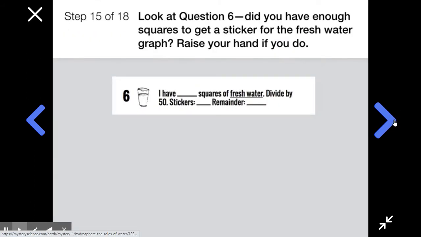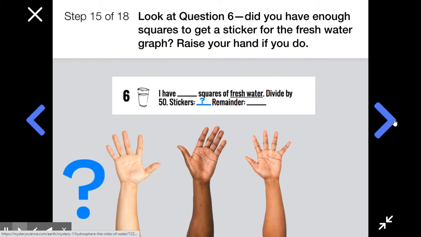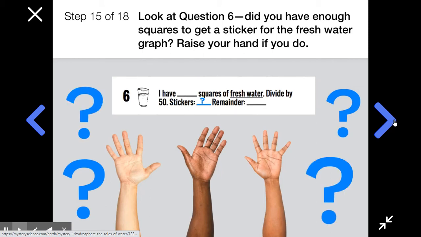Now it's time for the all-important freshwater. Look at question 6. Did you have enough squares to get a sticker for the freshwater graph? Raise your hand if you do. No one has a sticker. No one has 50 squares? How about 40 squares? Raise your hand if you have 40. No one? All right, how about 30 squares? 20? Go to the next slide and we'll figure out what we should put on the freshwater graph.